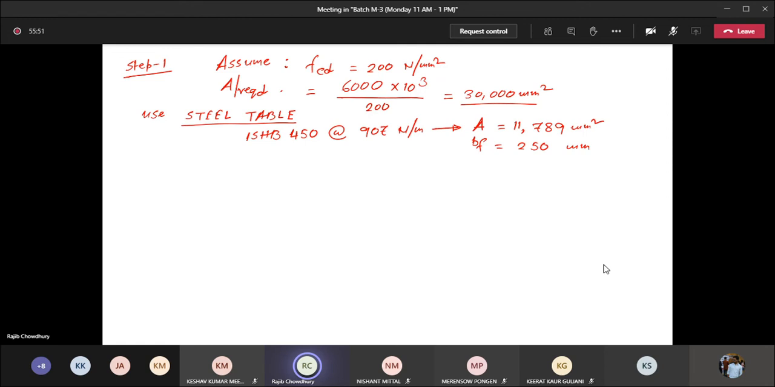So how much area of the plate is required? Area of the plate required is 30,000 minus 11,789 mm square. So it is becoming 18,211 mm square. So still too much area is required.